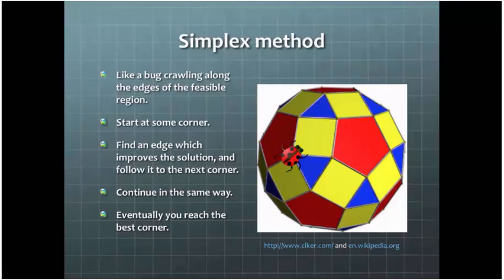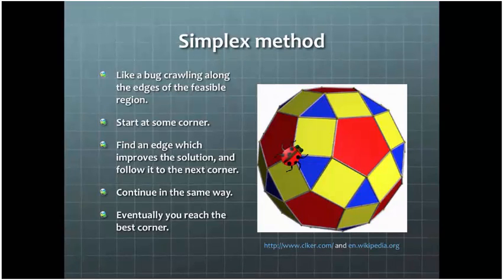And now do the same thing. You've come to a new corner. Again, look along all the edges. Now, you don't want to go back the way you came because that will make the solution worse. But there are other edges now available to you, so you can crawl along them. So continue in the same way.